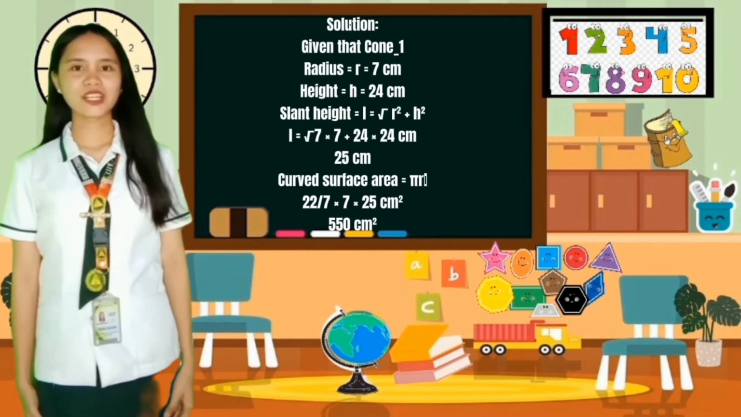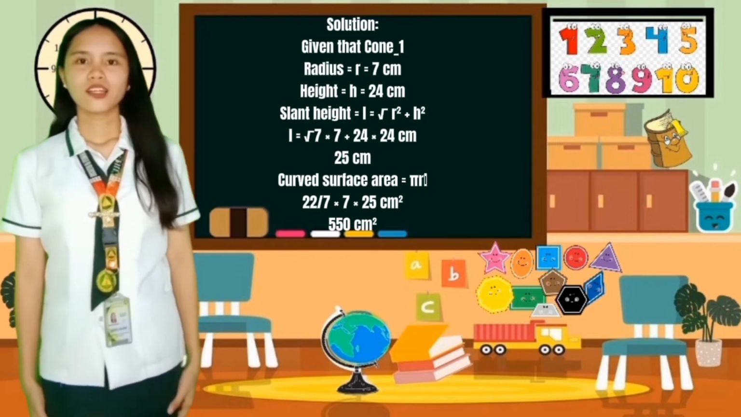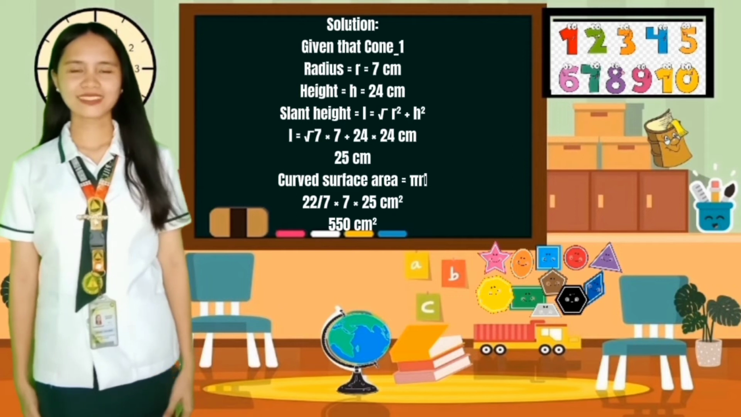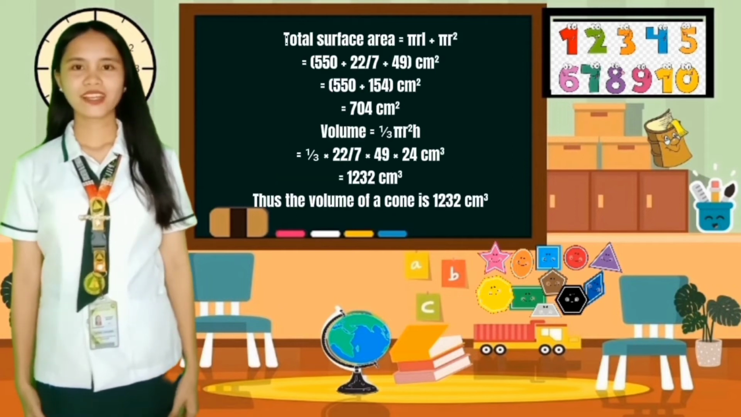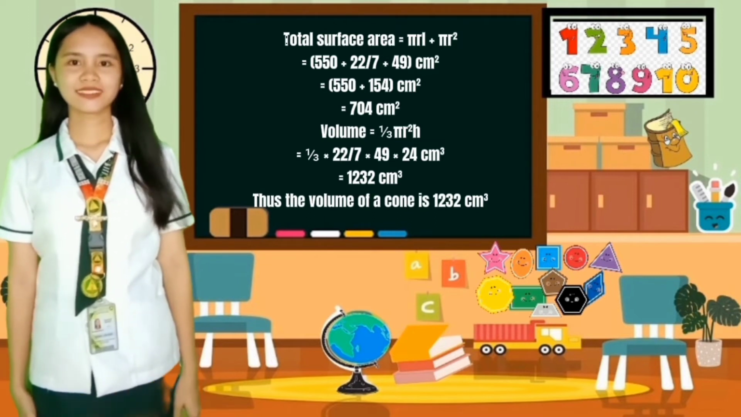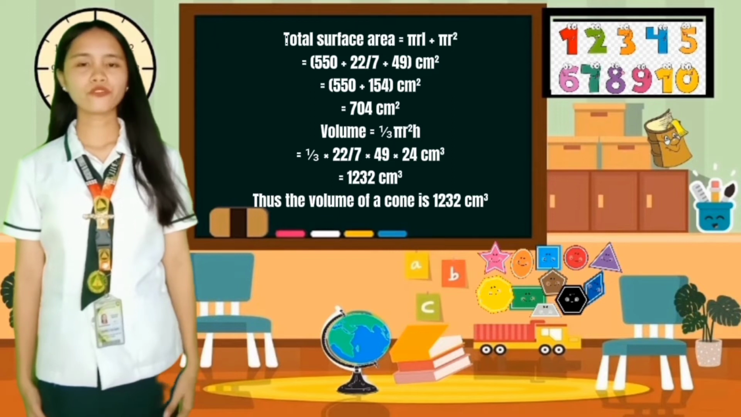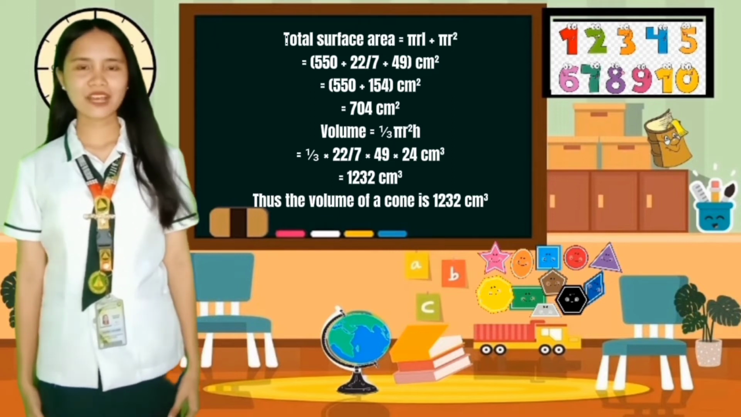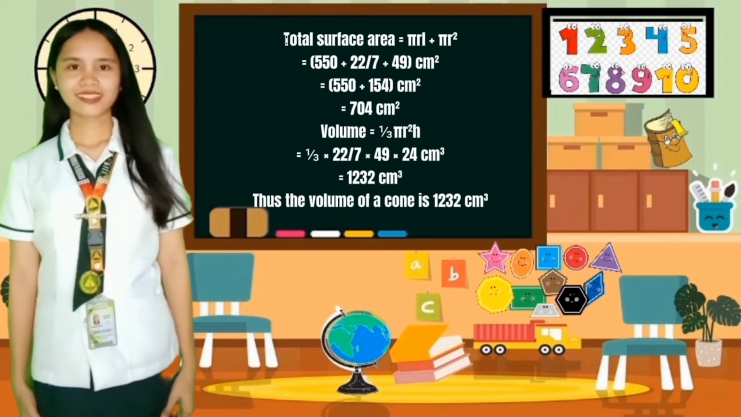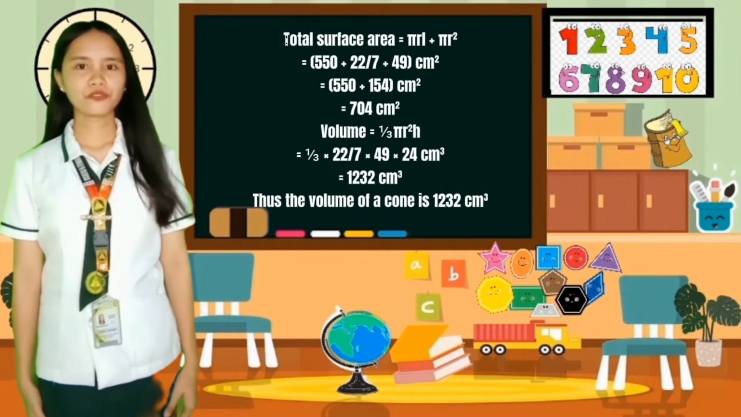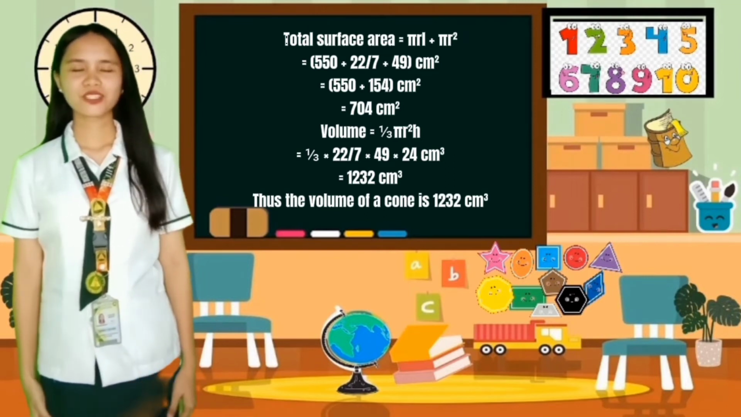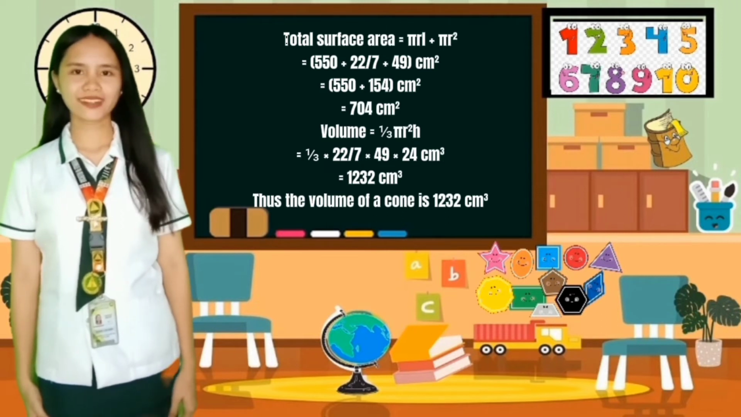Curved surface area is equal to πrl, 22/7 times 7 times 25 cm², which is 550 cm². Total surface area, πrl plus πr², is equal to 550 plus 22/7 times 49 cm², which is equal to 550 plus 154 cm², which is equal to 704 cm².